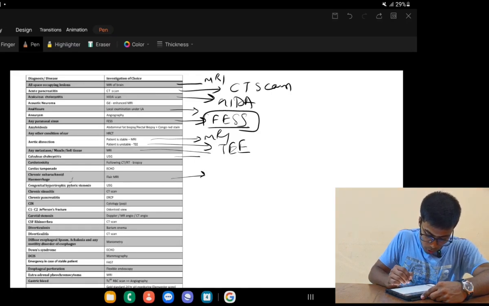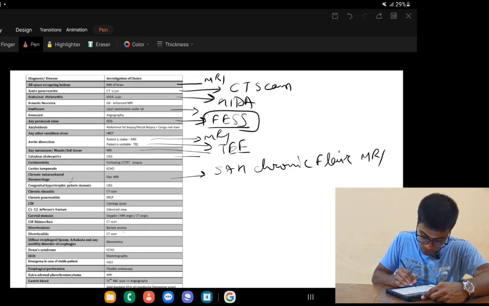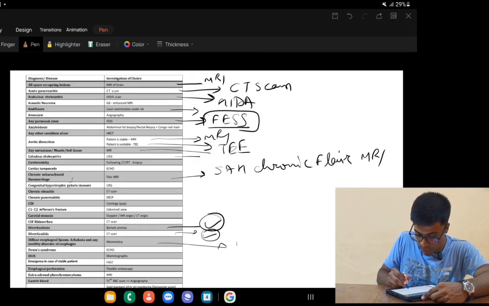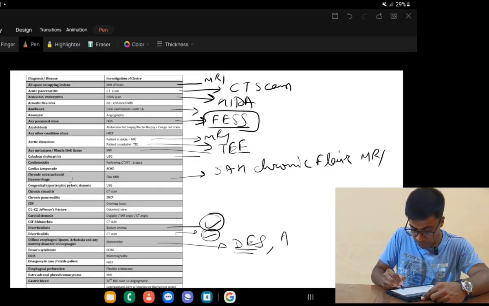FLAIR MRI for chronic subarachnoid hemorrhage, chronic, FLAIR MRI. Then another important thing, diverticulosis, we have done in questions, the same questions were taken, CT scan. Diverticulitis, CT scan. Then for motility disorders, manometry: diffuse esophageal spasm, DES, we do manometry; achalasia, manometry; motility disorders.